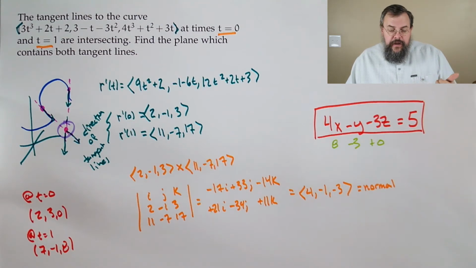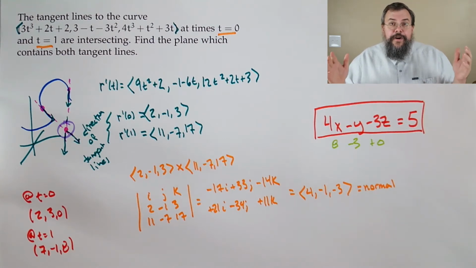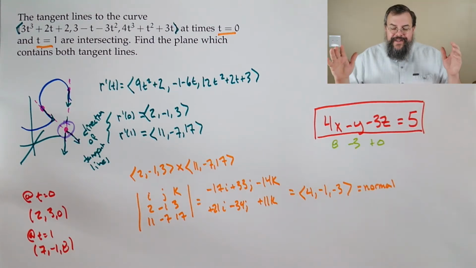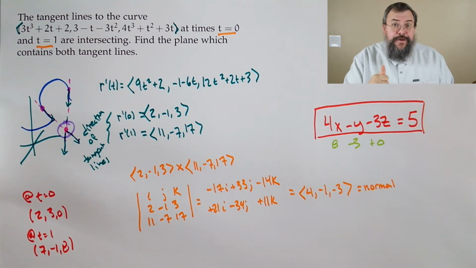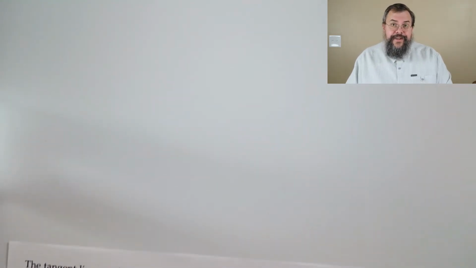So we said, hey, let's just pick our point from our point of tangency. So let's save ourselves some work. Oh, what a great idea. Saving ourselves work? I approve. Okay, so there we go.